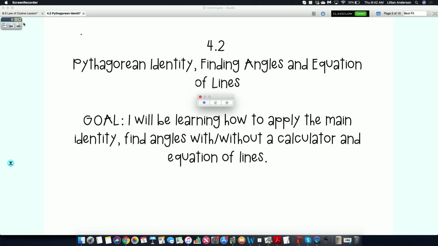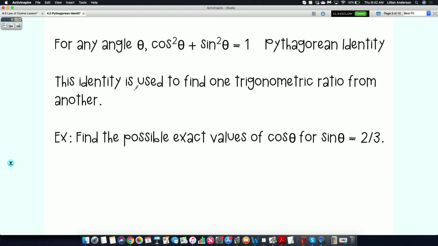circular functions. Okay, so for any angle theta, cosine squared theta plus sine squared theta equals 1. That is your Pythagorean identity. It is the main identity. It's also where your other two Pythagorean identities are derived from. Okay, it's basically a squared plus b squared equals c squared. It's just now you're looking inside of your unit circle.